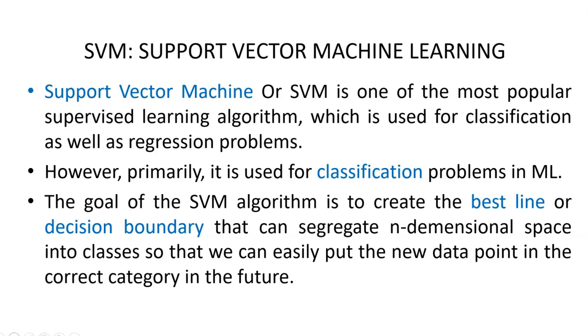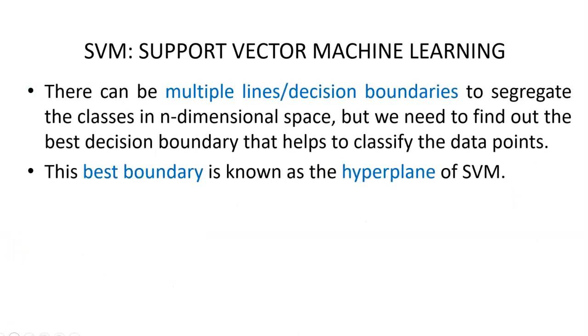It is one of the most popular supervised learning algorithms, used for classification as well as regression problems. Mostly, support vector machine is used for classification problems. The main goal of the support vector machine algorithm is to create the best decision boundary, or we can call it a hyperplane, that can segregate n-dimensional space into classes so that we can easily put the new data point in the correct category in the future.